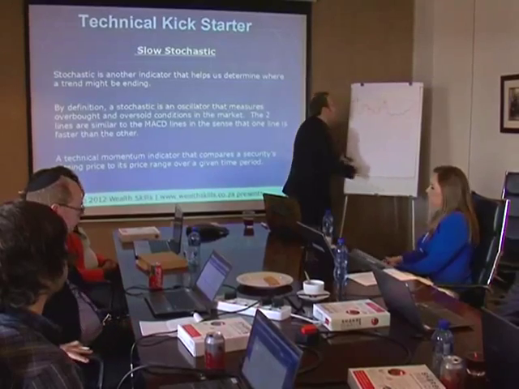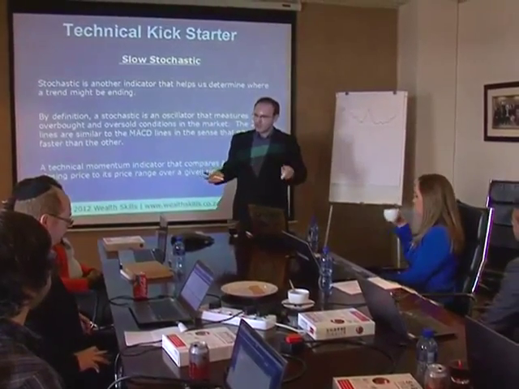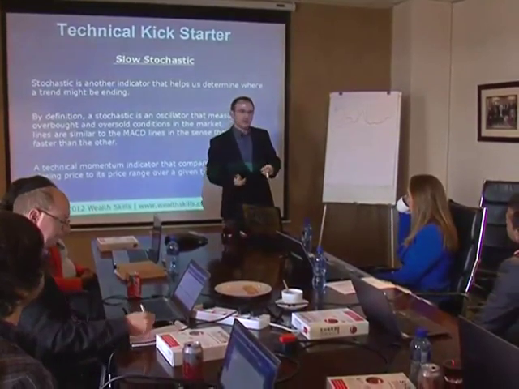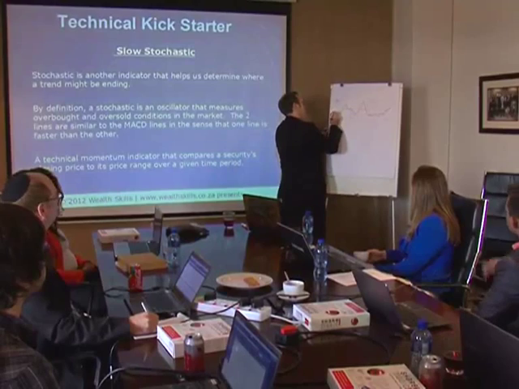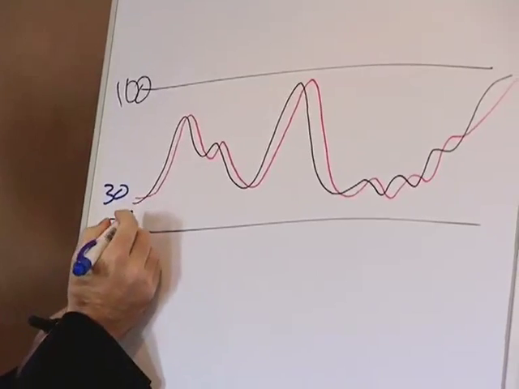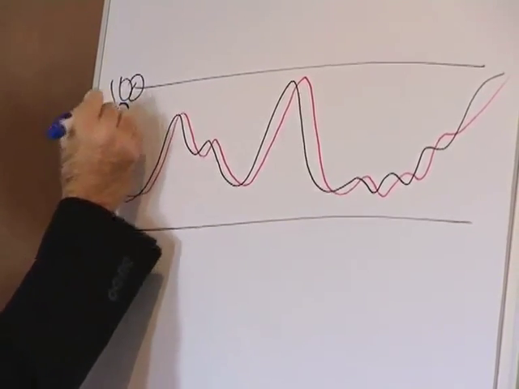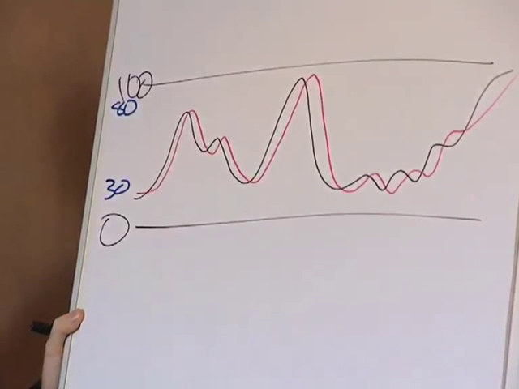So how do you use this? Well, essentially, you want to know when something's overbought, generally in terms of momentum, when something's oversold, in terms of when to get out. All right. And how do we do that? Well, generally we use a level of 30 as oversold and a level of about 80 as overbought.